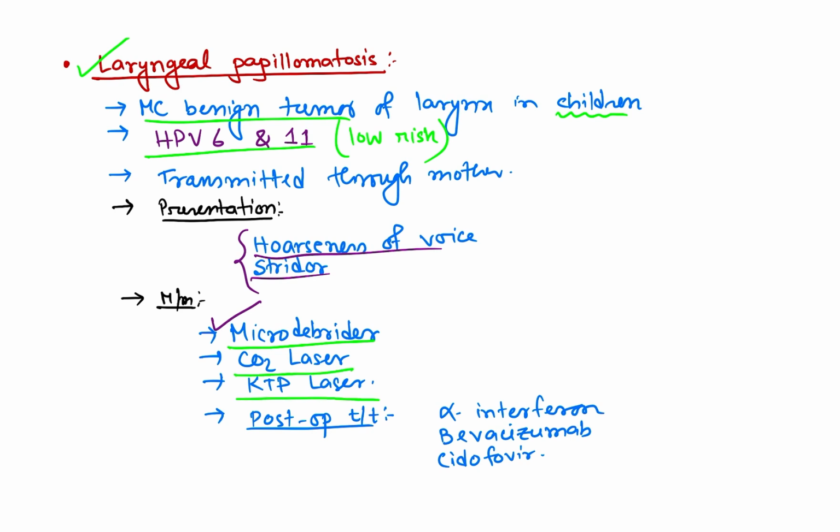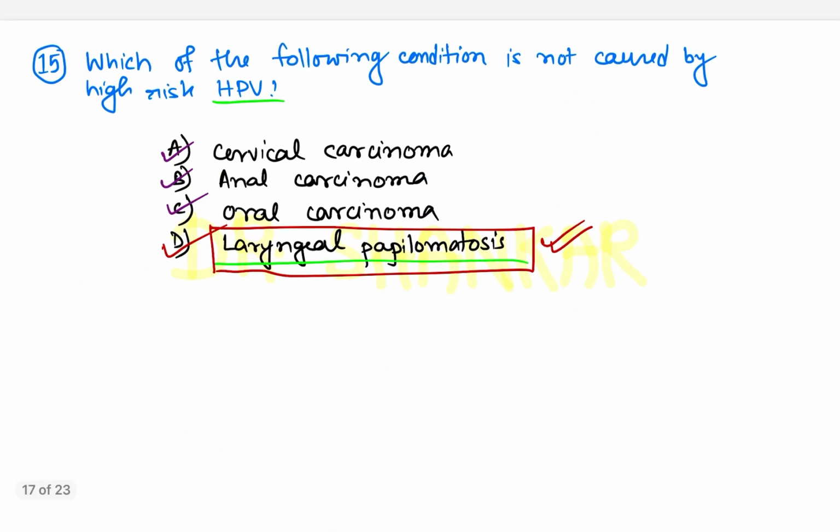And what is the post-op treatment? That is very vital, ABC. Post-op treatment includes treatment with either A for alpha interferon, or B for bevacizumab, or C for cidofovir. So this is about laryngeal papillomatosis, the most common benign tumor of larynx in children.